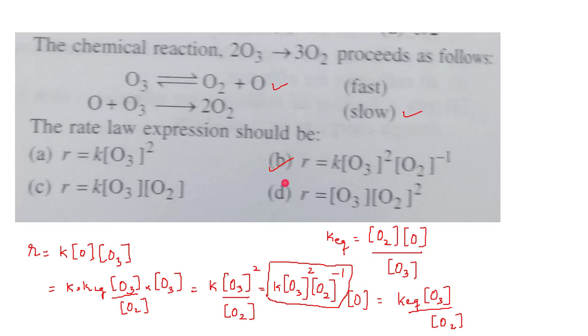Order, how much will it be? 2 minus 1. 2 minus 1 is 1. Order for this reaction is 1. How are you getting 1? Concentration term O3 power is 2 and O2 power is -1. That is equal to 1. Right? So this is the way you have to find out the rate law and order if you are given the mechanism.